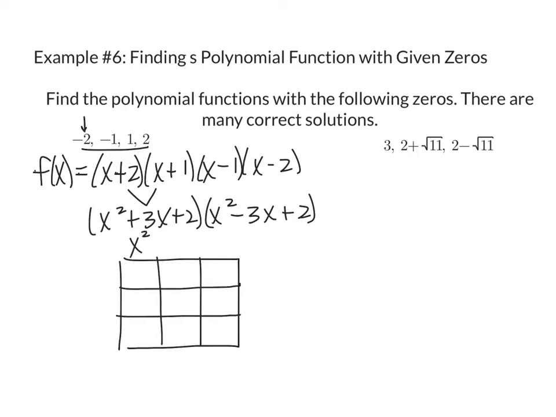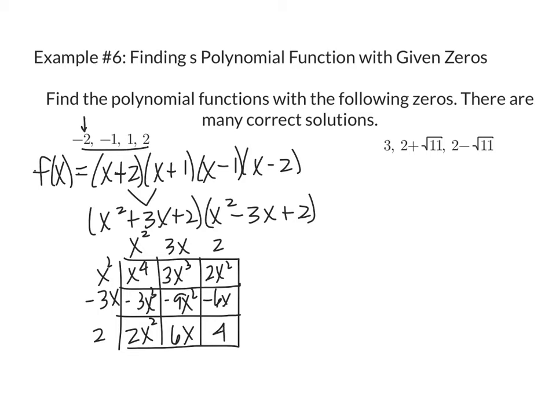So we have x squared, we have 3x, and we have 2. You have x squared, we have negative 3x, and then we have 2. That will give us x to the 4th, negative 3x cubed, and then 2x squared, and then 3x cubed, negative 9x squared, and then 6x. Last column is 2x squared, negative 6x, and 4.